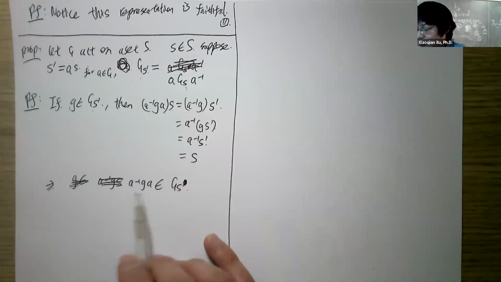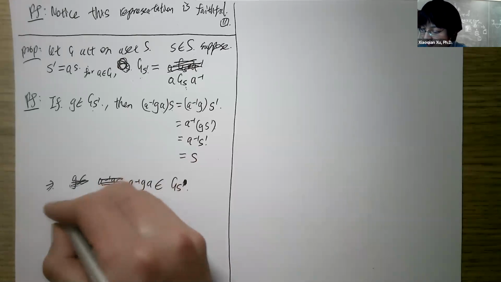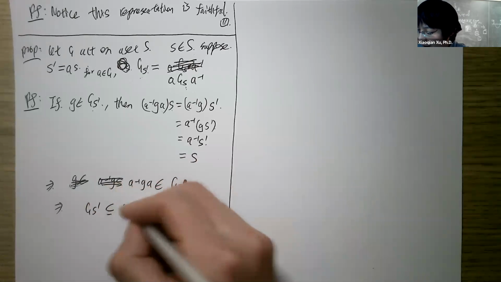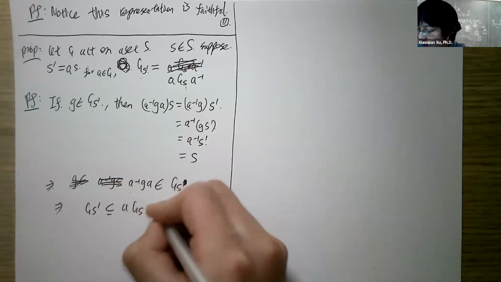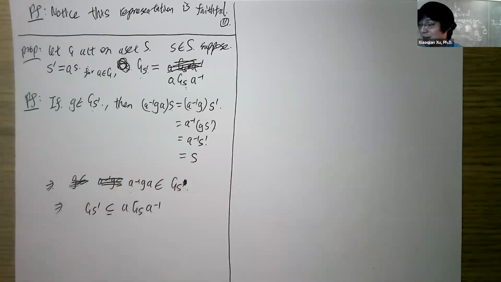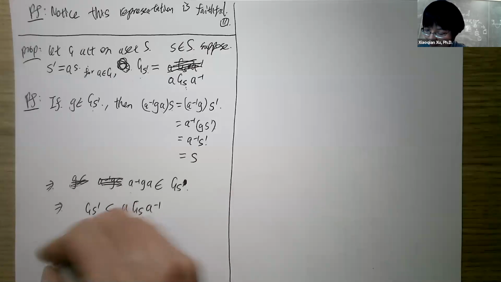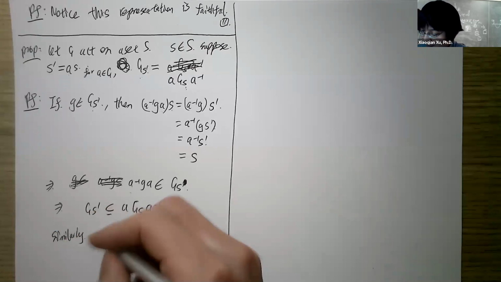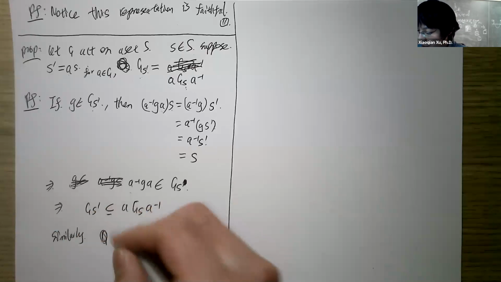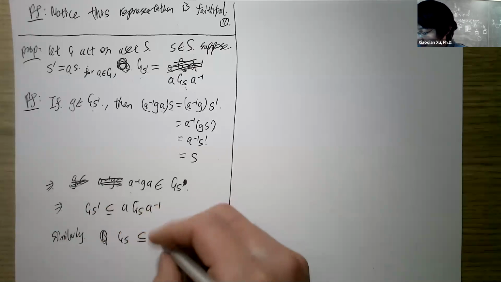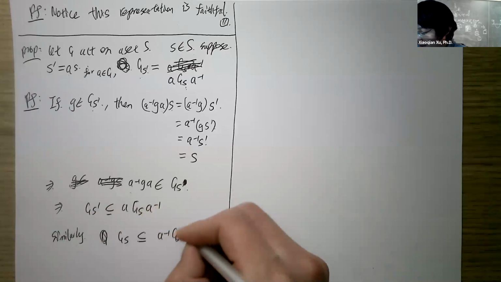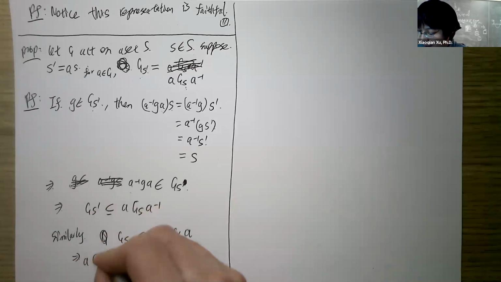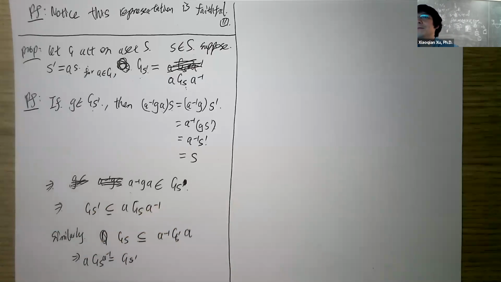Right? a inverse g a is in G_s, so G_s' is a subset of a G_s a inverse. Similarly, I will not prove it here, you can also show that G_s is a subset of a inverse G_s' a. So which means G_s' equals a G_s a inverse. Okay?